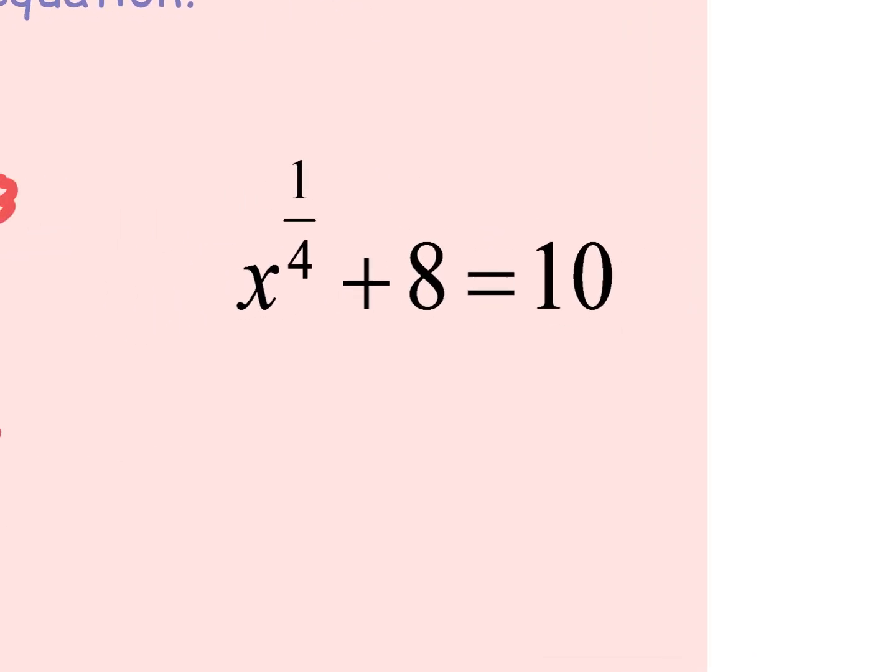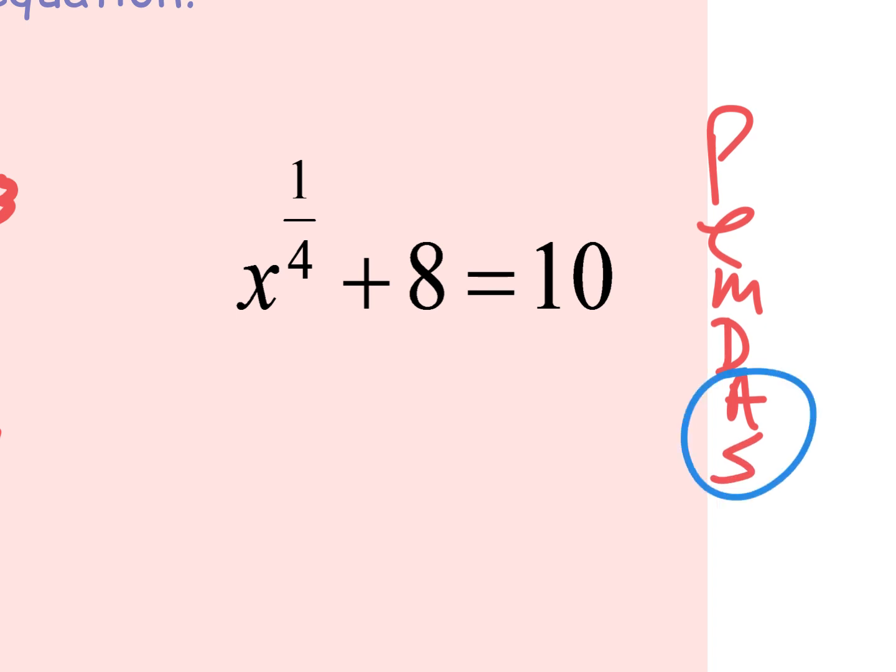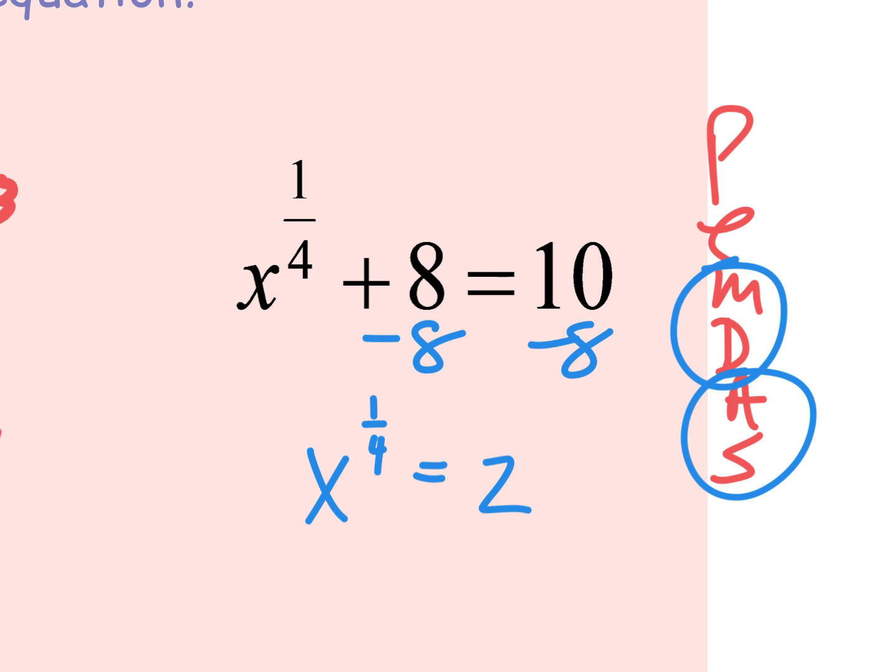Here, don't start with putting everything to the 4th. We follow PEMDAS. But in solving equations, we add or subtract first. So what do we add or subtract first? Minus 8. Then it's x to the 1/4 is equal to 2. Is there any multiply or divide we could do that would help? No. So then we're done with multiply and divide and add and subtract.